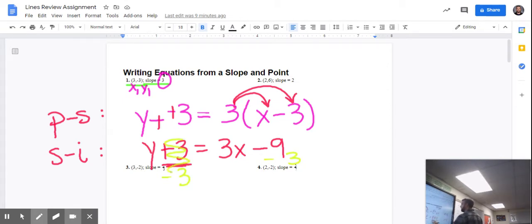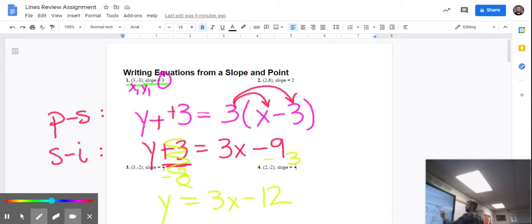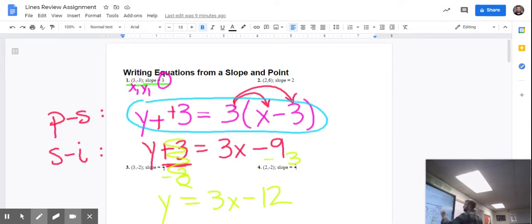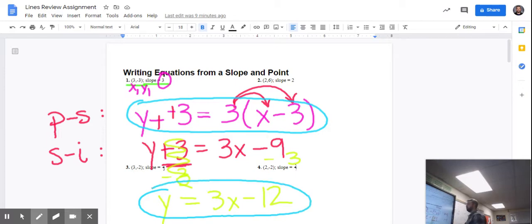Okay, so this goes away, and I'm left with y equals 3x, and then minus 9 minus 3, subtract them together is minus 12. Okay, so you'll notice that this equation right here that we started with in point slope form and this equation right here in slope intercept form have the same slope of 3, but they have different numbers elsewhere. Okay, so that's important.